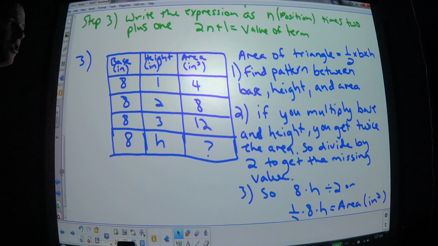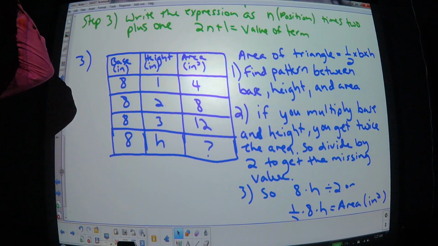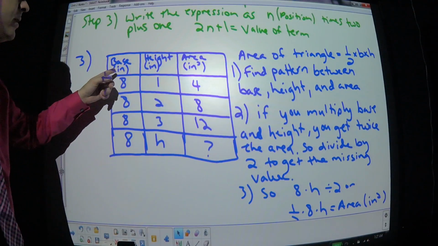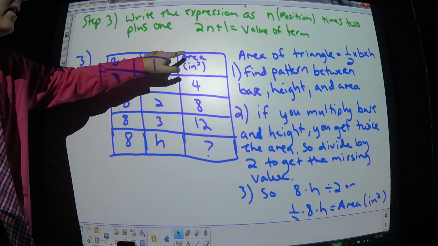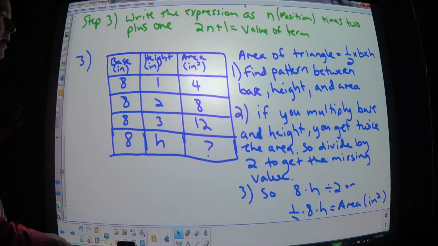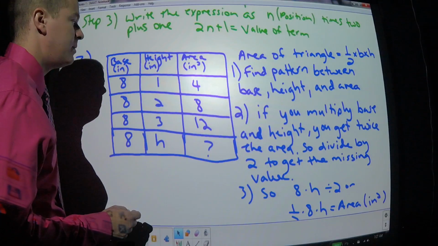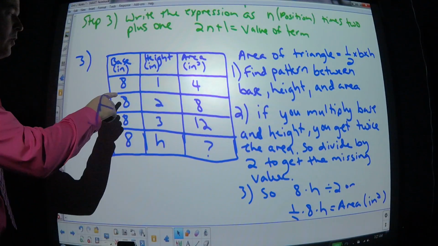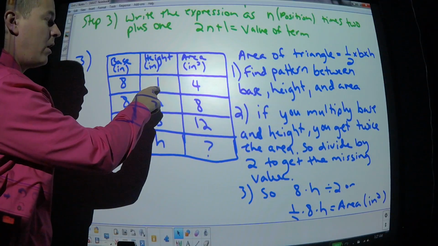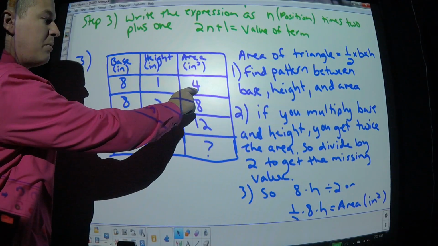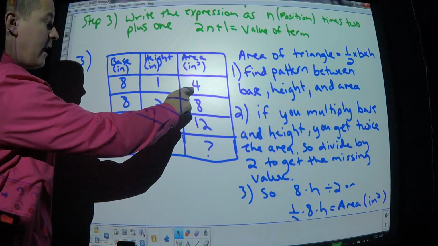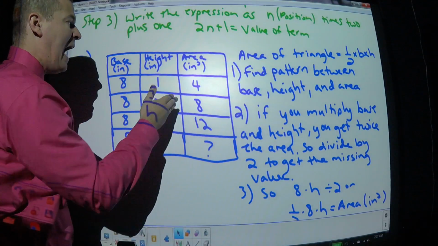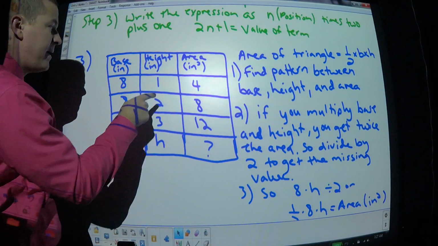Third one. You're looking at area again, just like in the previous section, just like in 2-1, I mean. So you've got the base, the height, and the area. And so we want to find the relationship between the base and the height and the area of a triangle. So notice that if I took 8 times 1, that would be 8, but that is 2 times more than the area. So that means that the area is always half of whatever the base times the height is.